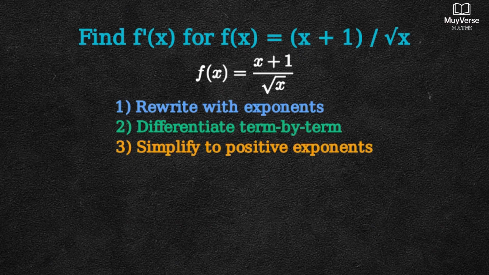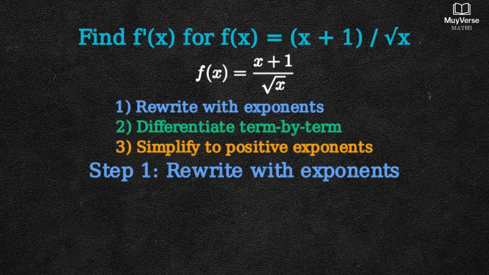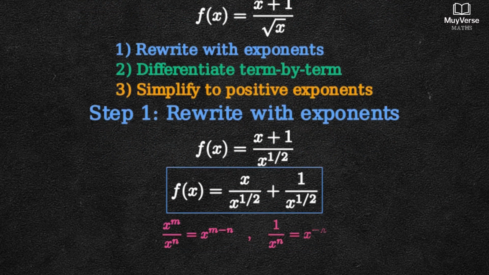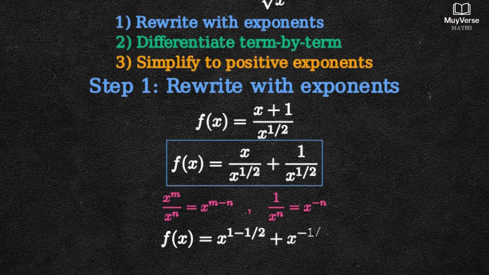Step 1. Rewrite with exponents. We replace square root of x by x to the 1/2. Next, split the fraction into two separate terms. Now use exponent rules to simplify each term. The first is x to the 1 minus 1/2, and the second is x to the negative 1/2. So the function becomes x to the 1/2 plus x to the negative 1/2.